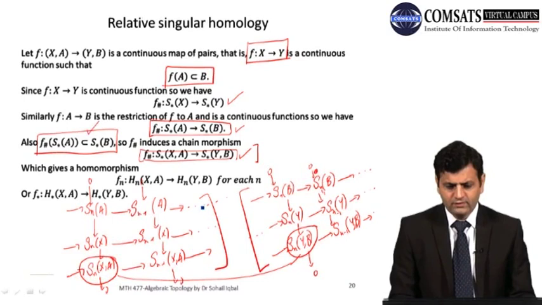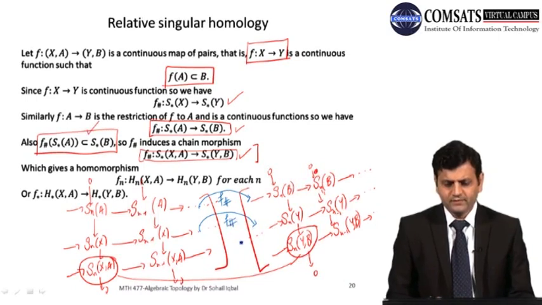So we have a map from this chain complex to this chain complex, this is called F sharp. Okay, so this map is also well defined, which takes this chain complex to this chain complex. If we have this map, then it will give me a homomorphism from the nth relative homology to the nth relative homology of Y B. Or simply we can write it down as F star from H star X A to H star Y B.